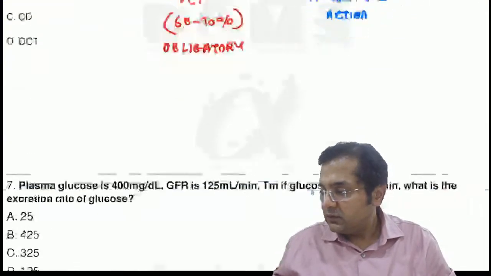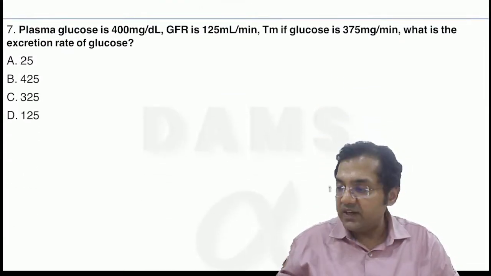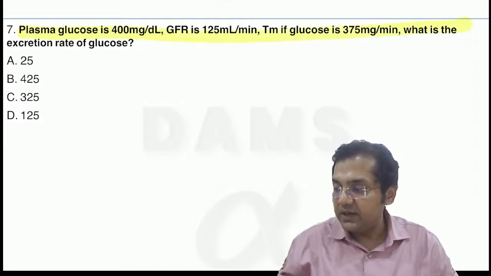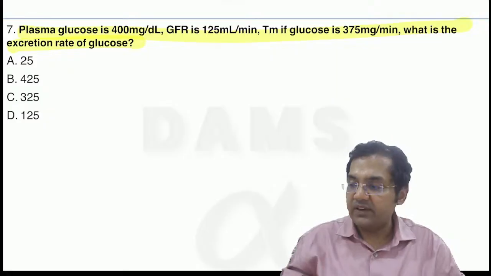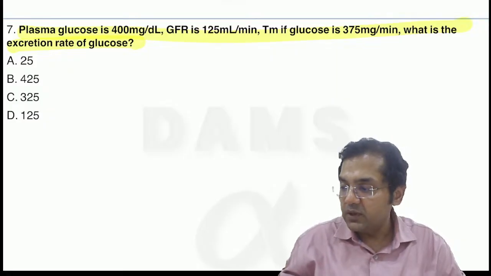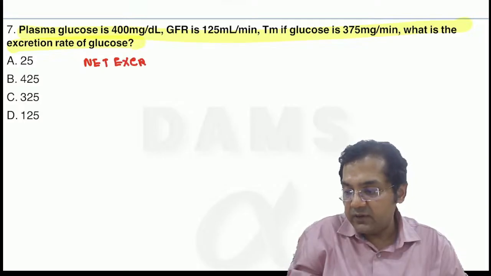Moving on to question number 7 now. Plasma glucose is given as 400 milligram per deciliter. GFR is 125. Tmax is 375. What is the excretion rate of glucose? So we say, net excretion rate of glucose.